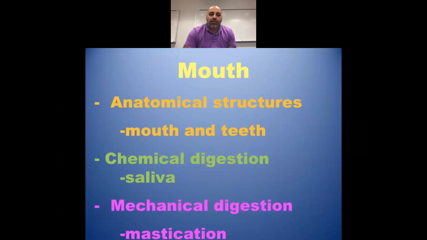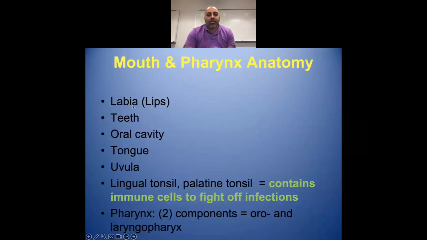All right, mouth. So structure of the mouth, you have the labia, which is the lips, teeth, oral cavity, tongue. You'll go through this in lab as well. The tonsils are aggregations of immune cells.